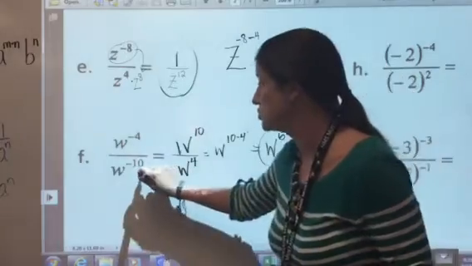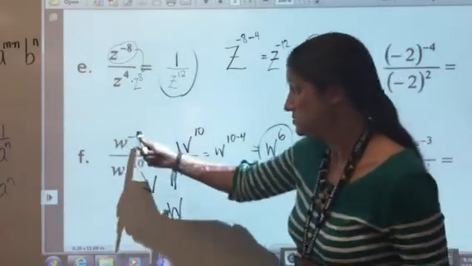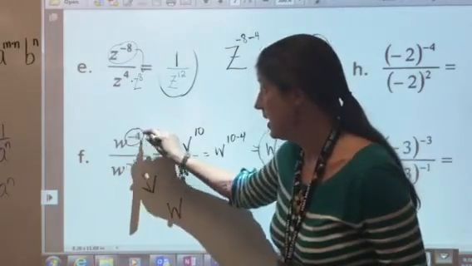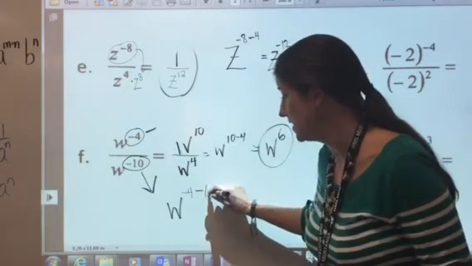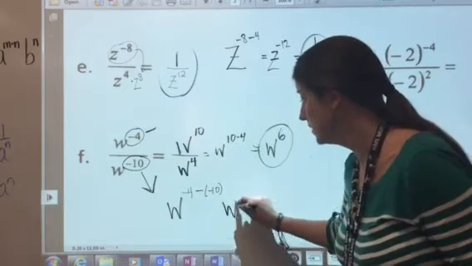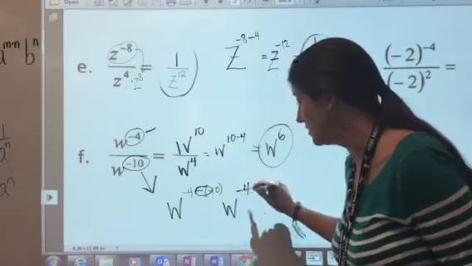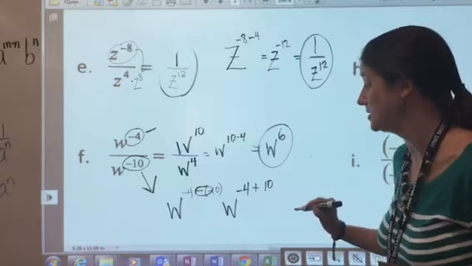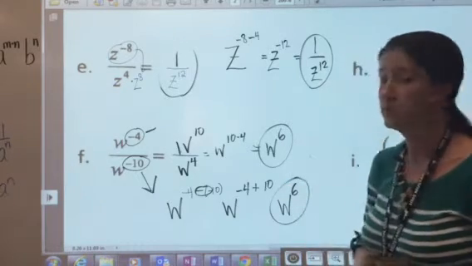The other option is to go straight to keep the base, subtract the exponents. This is working with integers. Top exponent minus the bottom exponent means I'm subtracting negative 10. So if I have negative 4 minus negative 10, two negatives, subtract a negative turns into plus 10. Different sign, subtract, take the sign of the larger number, so w to the 6th power.